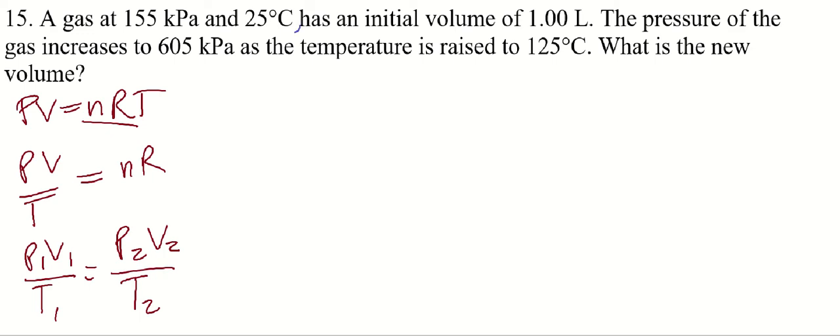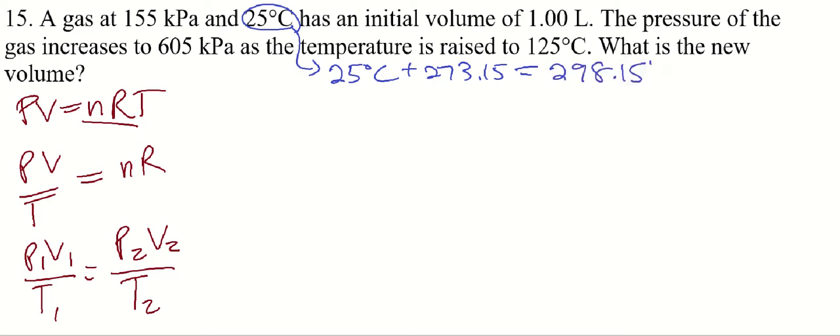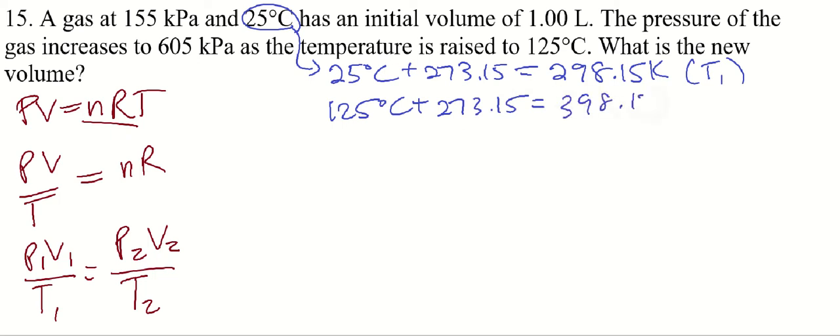Let's take these values in Celsius and add 273.15 and turn them into Kelvin. That's 298.15. That's room temperature, and that's going to be raised to 125 degrees. So this is going to be T1, and 125 degrees Celsius plus 273.15. We're just going to add 100 to our previous number, so it's going to be 398.15, and that's going to be our second temperature because it was raised.